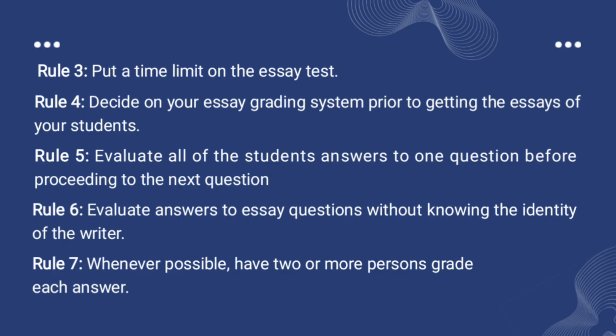And for rule number 7 is whenever possible, have two or more persons grade each answer. So we can get reliability if two or more persons grade the essay, since we all have different judgments. So it is important to know the judgment of the other teacher so that we can get the reliability of the essay score.